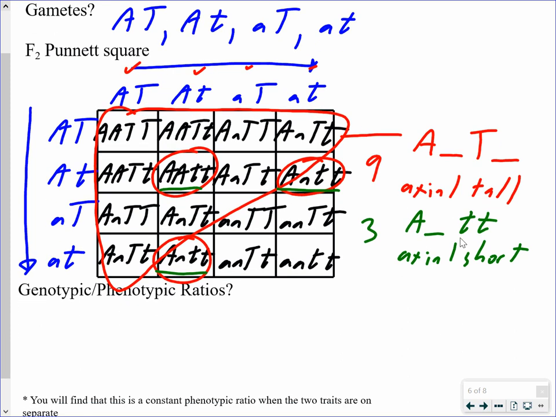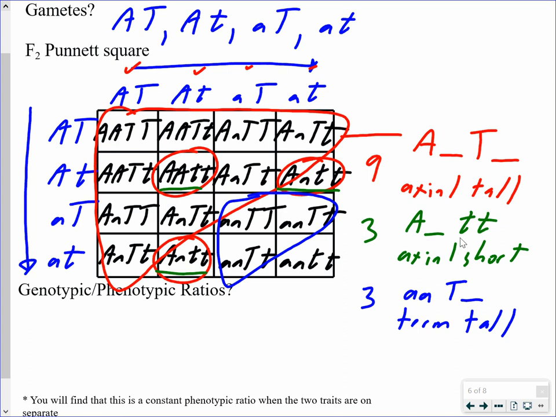If we take a look at and circle these ones right here, all of those do have 2 lowercase a's. So they are going to be the ones that are terminal in terms of the flower position. And they're also going to have at least one capital T. Second letter doesn't matter. They're going to end up being tall. And there are 3 of these.